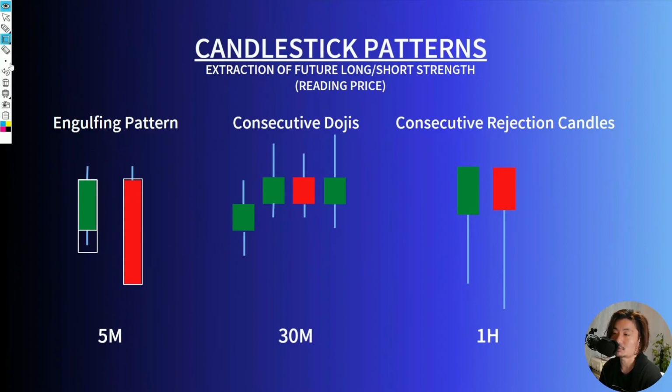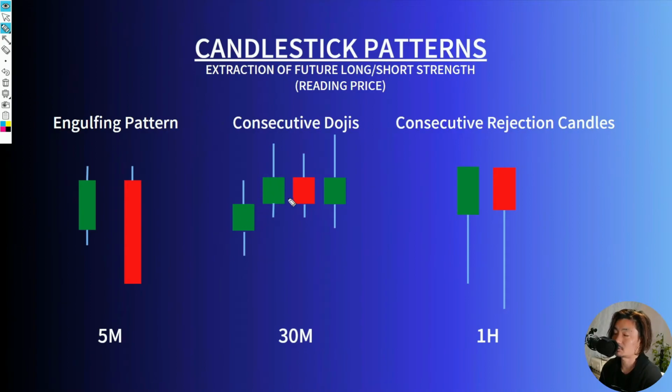Okay, but the other thing you want to be looking for is that on the second candle, you want minimal to no wicks on the lower end, showing that sellers were able to sell right into the close of that 5-minute candle. And again, this engulfing pattern right here shows future short strength in the next move of a currency pair. Okay, so now let's go on to consecutive dojis.